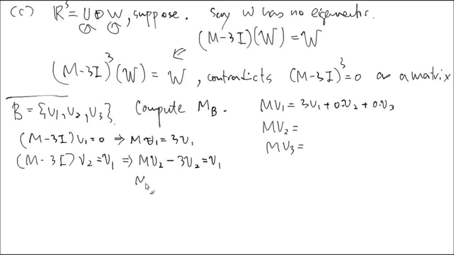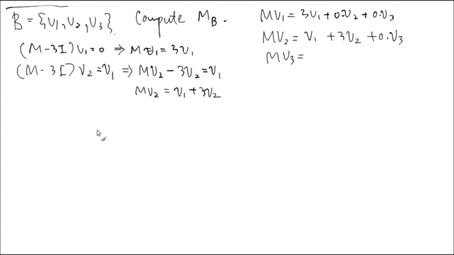If you expand this, what is MV2? It's V1 plus 3V2, right? So I'm going to write it like this: V1 plus 3V2 plus 0V3. All right? Let's do one more.